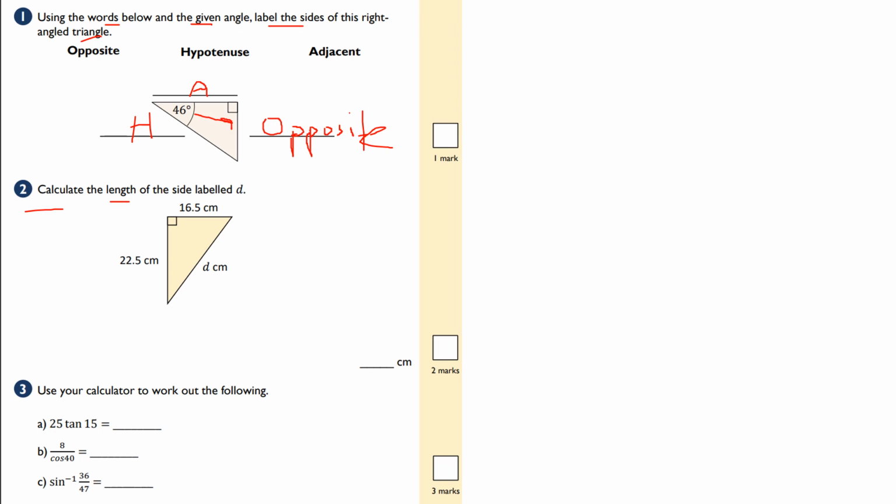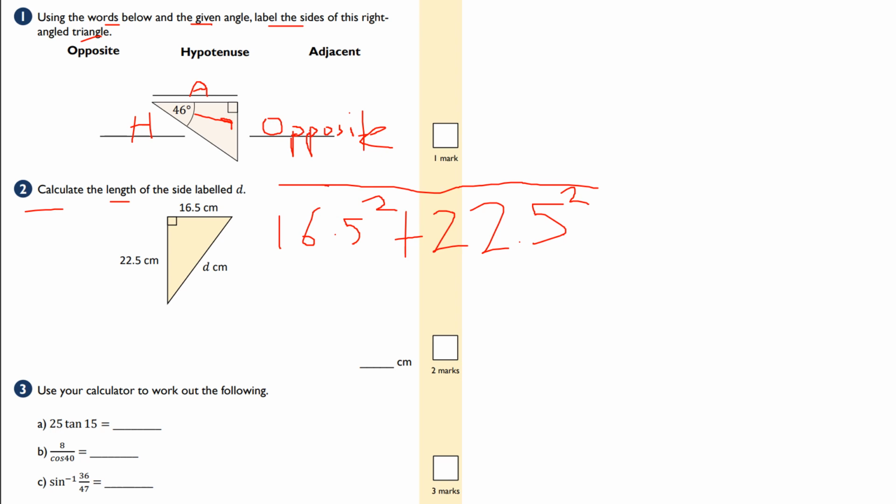Question number 2: calculate the length of the side labelled D. So use Pythagoras because it is a right angle triangle. We're going to have 16.5 squared plus 22.5 squared, square rooted. So work it out, and then obviously square root it.